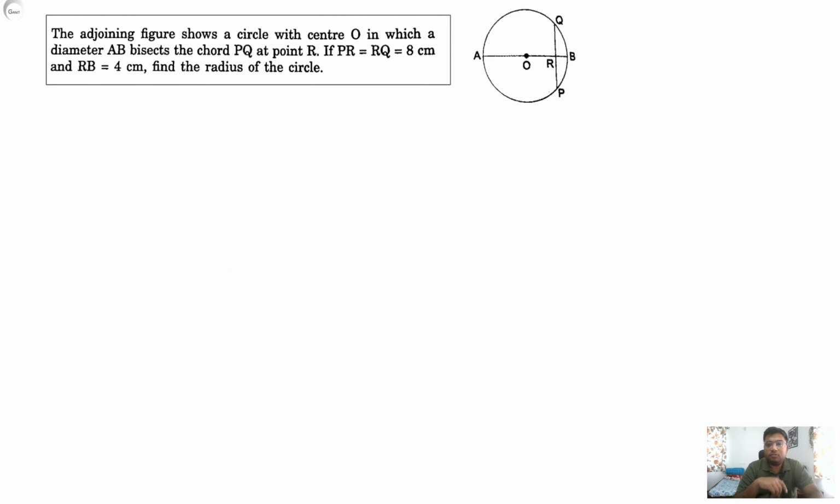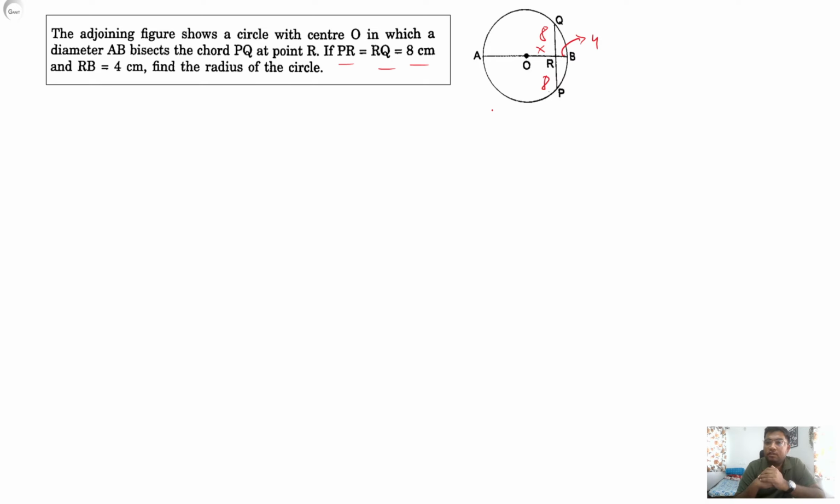Let's move to the next one. This is a good question. They have said that the values of PR and RQ are both 8 and 8. That means this is 8, this is 8. They've also said RB is 4. So this part is 4. What I'm going to do is assume OR as x. The question says AB is bisecting the chord PQ. So that means PQ entirely was 16 centimeter, if you see 8 and 8.